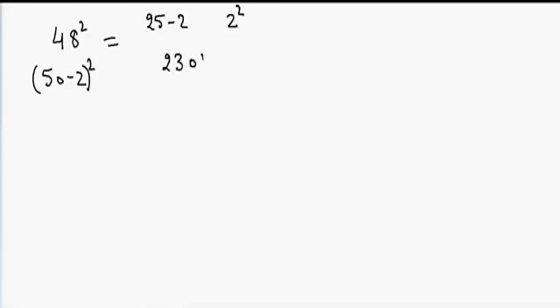So first we will start with the numbers which are close to 50, and if you want to take the square of those numbers, for example, if we have 48 square, how will we calculate this number? If you look at 48, it is close to 50, so it is 50 minus 2 square, right? So in this case, what we'll do is we'll subtract 2 from 25, and then we'll do 2 square. So the answer will be equal to 2304.